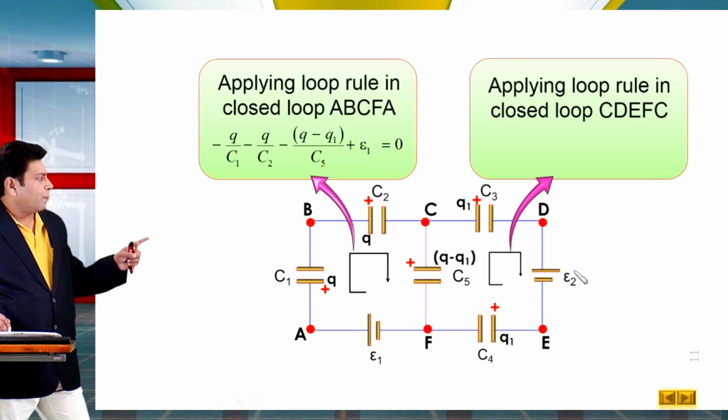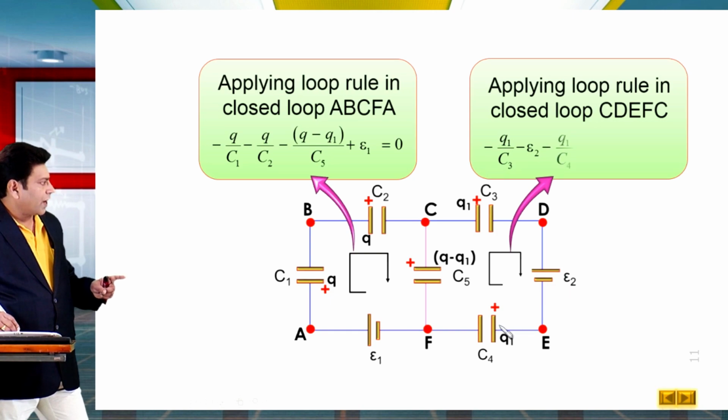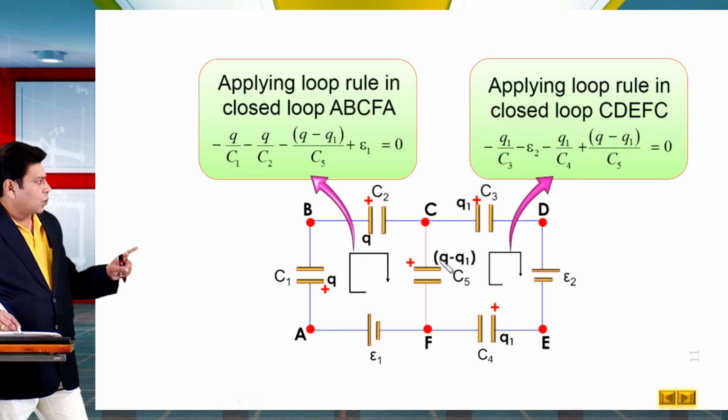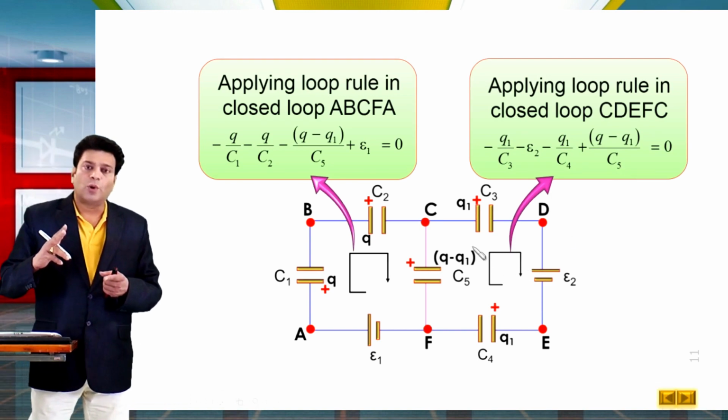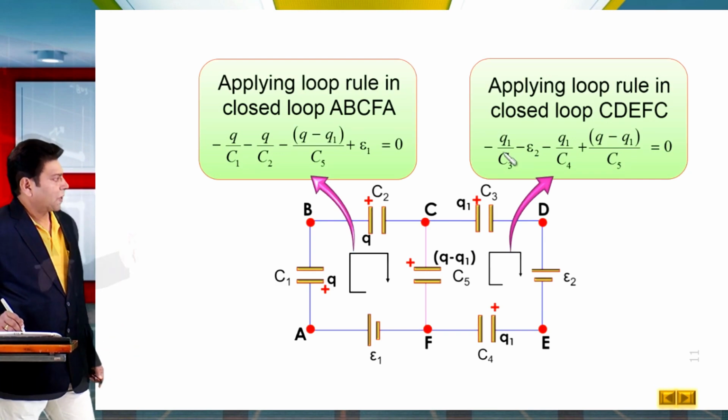So, here we can write minus E2. So, first write this voltage drop, then battery voltage drop, and here positive to negative, that is minus Q1 divided by C4, and here we will move from negative to positive plate. So, voltage gain will occur. So, this should be with the positive sign, and we will write Q minus Q1 divided by C5, and summation of the voltage gain and drop should be equal to 0. That is why we have written the second equation.